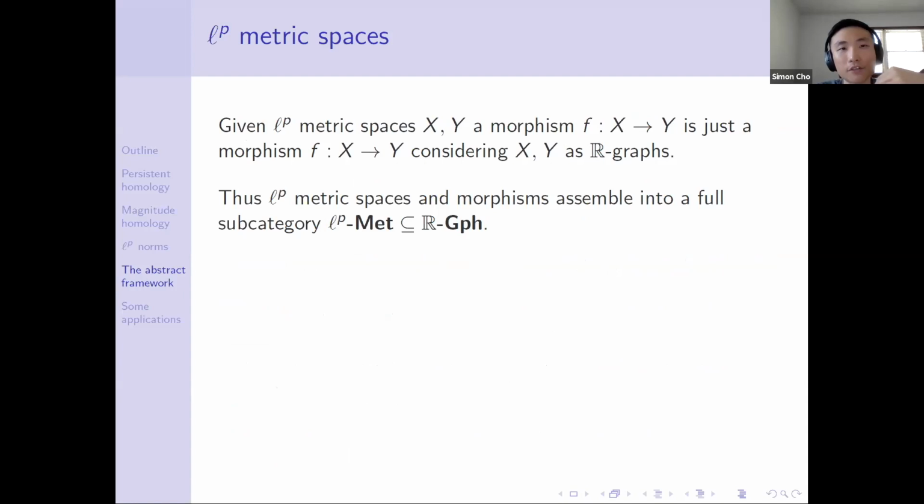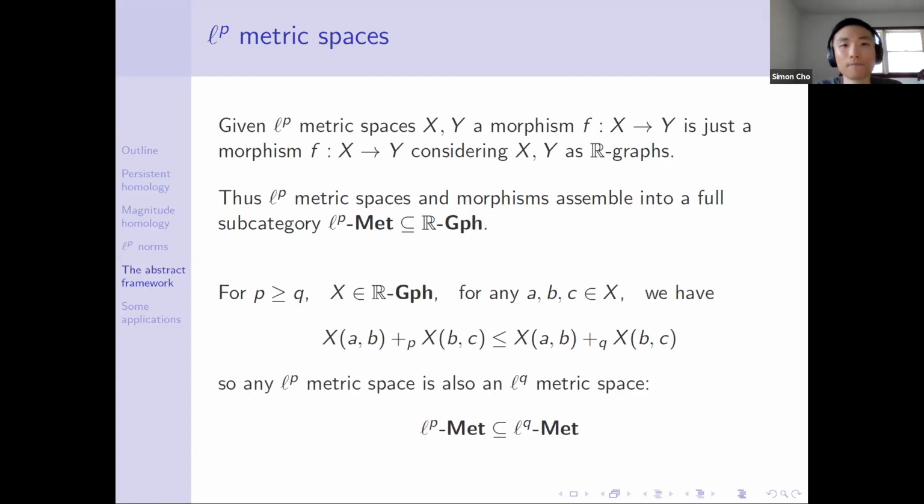So if you have two LP metric spaces, a morphism between them is just a morphism between them as R graphs. So that automatically includes the category of LP metric spaces as a full subcategory of R graph. And also notice, because of our LP sum inequality, for different choices of P, if it satisfies the LP triangle inequality, then it certainly satisfies the LQ triangle inequality. So we have an inclusion of categories. Are there any questions so far?